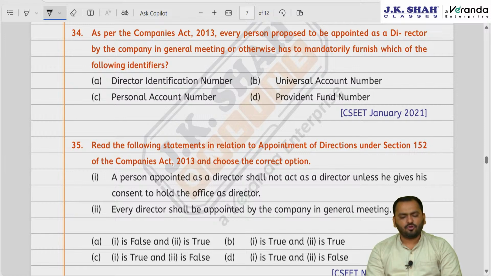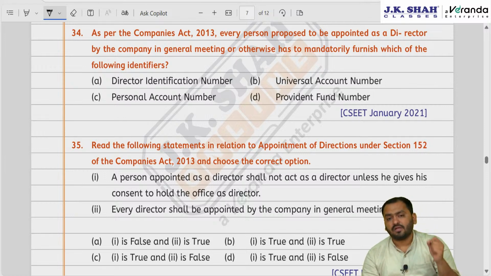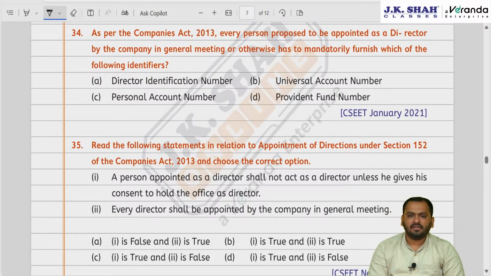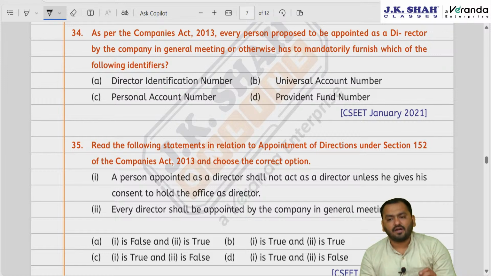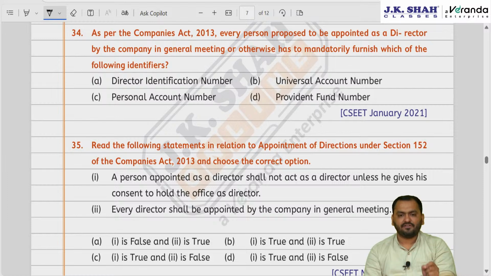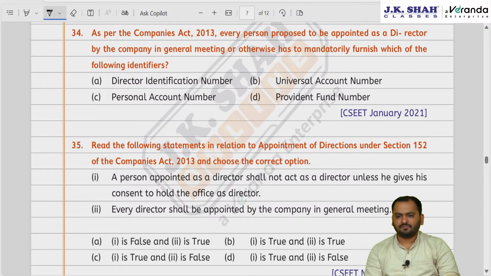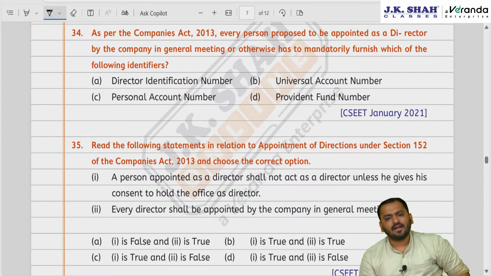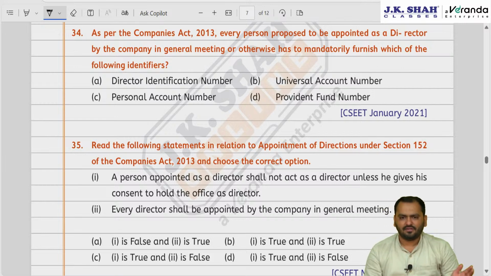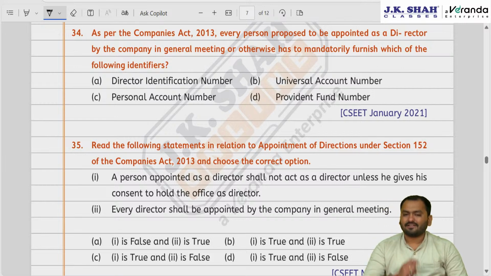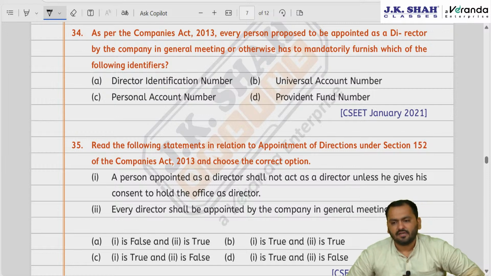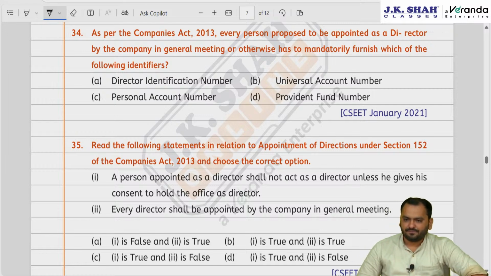So friends, let me tell you, every person who intends to become a director of a company is required to obtain a DIN, that is Director Identification Number. Without a DIN, a person cannot become a director, right? And in your executive syllabus, you are going to understand how to apply for DIN and many other things about DIN. But it is compulsory for every person who wants to become a director.